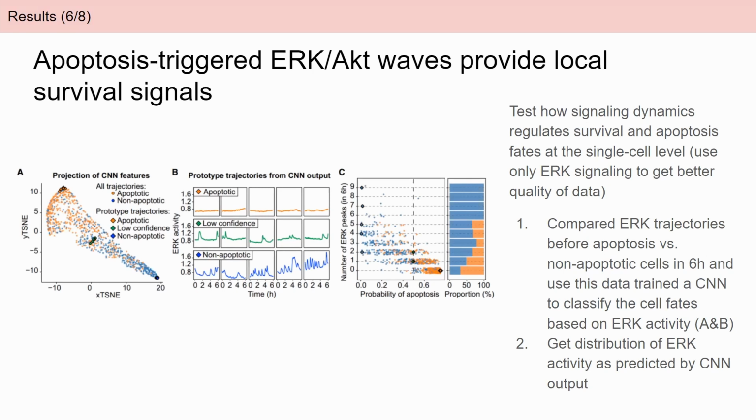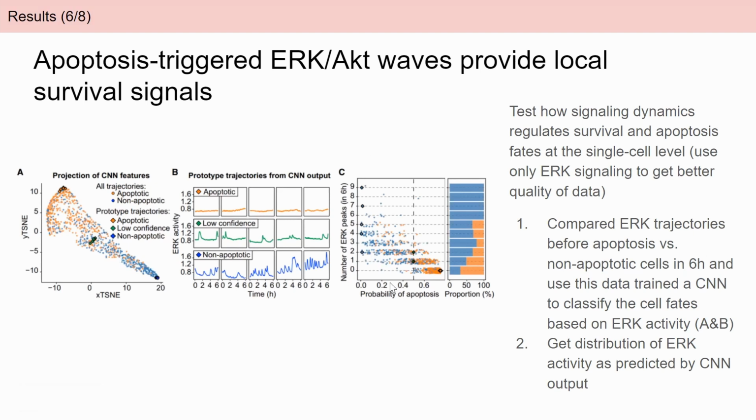So they generate a lot of data by comparing the ERK trajectories before apoptosis versus non-apoptotic cells in 6 hours. Within this 6 hours, the image is captured around every 10 minutes, if I'm not mistaken. Then they use this data to train the CNN to classify the cell fate. A and B show that after training, they can already group them into 2 different categories.